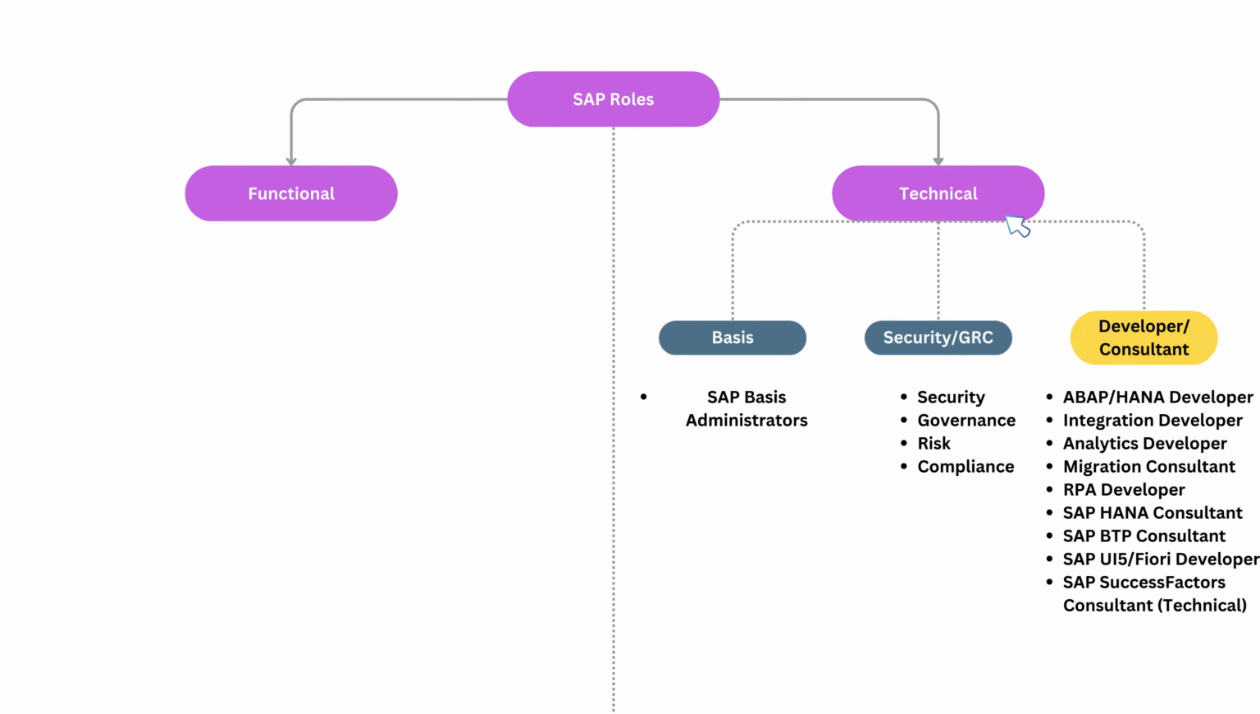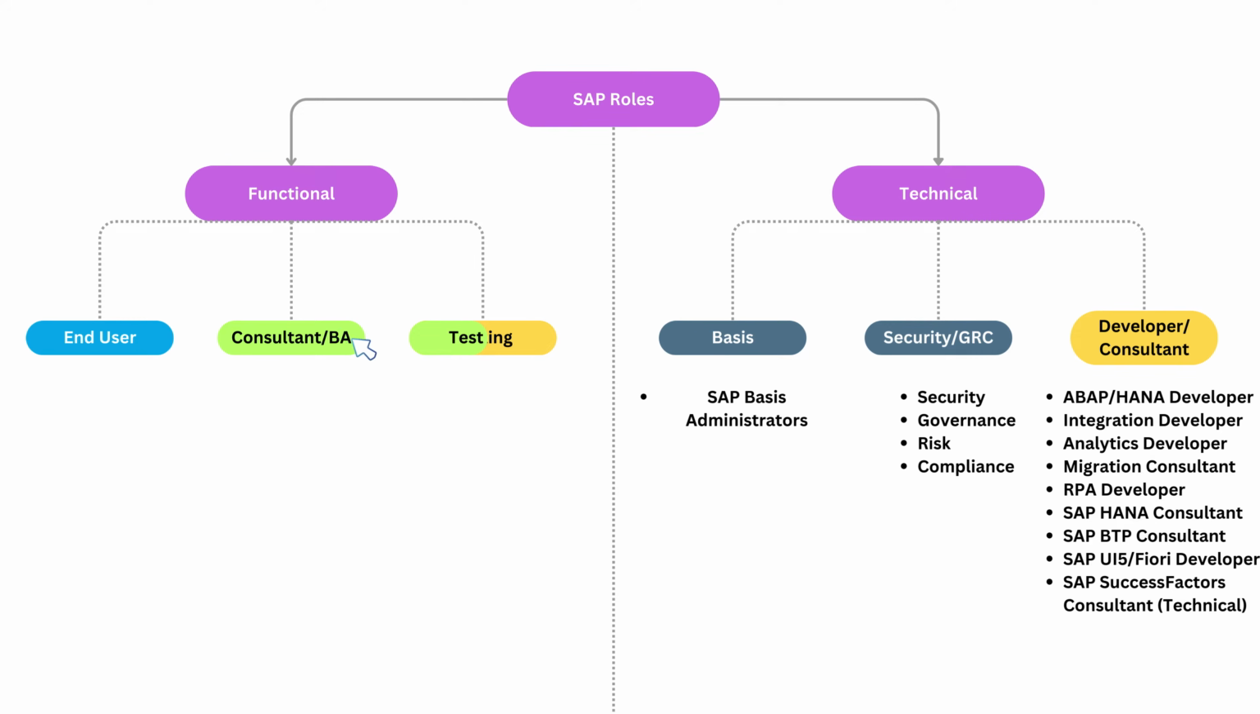Now let's cover the functional area. Under functional, we have three categories: end user, consultant or business analyst, and testing. As you can see, consultant. So basically, as the color indicates, they take care of the customization. We receive the standard business software from SAP, and we customize the software to meet your business requirements. This job is done by the functional consultant. Sometimes they're also called business analyst, SAP consultant or SAP business analyst.